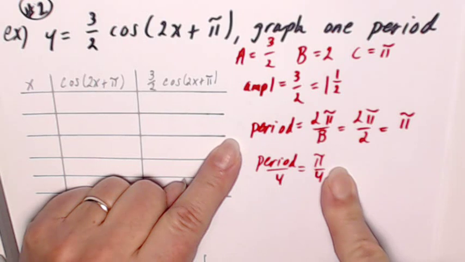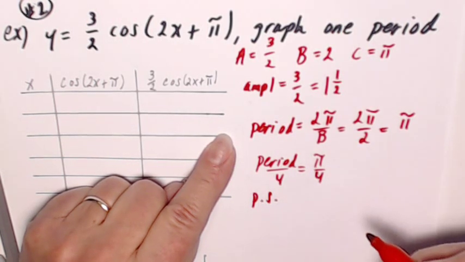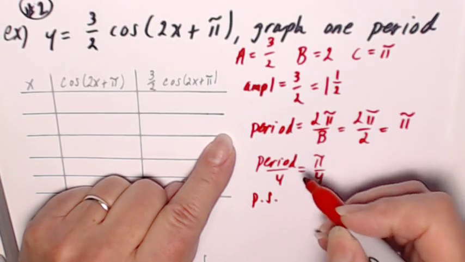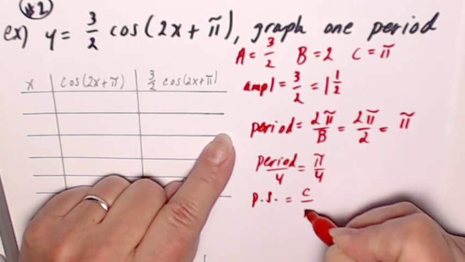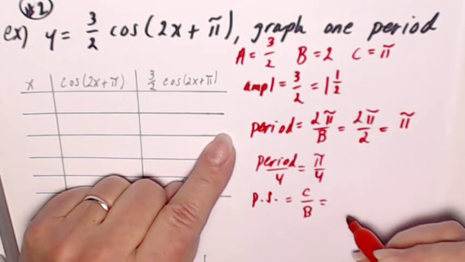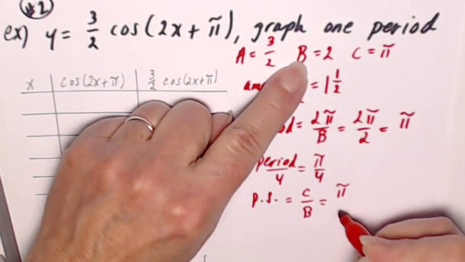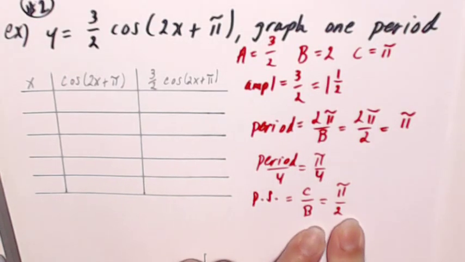And then we have this phase shift. So I'm going to abbreviate it, PS, for phase shift. And phase shift is C over B. So in our case, C is pi and B is 2. So our phase shift is pi over 2. So we're going to be shifting 90 degrees or pi over 2.